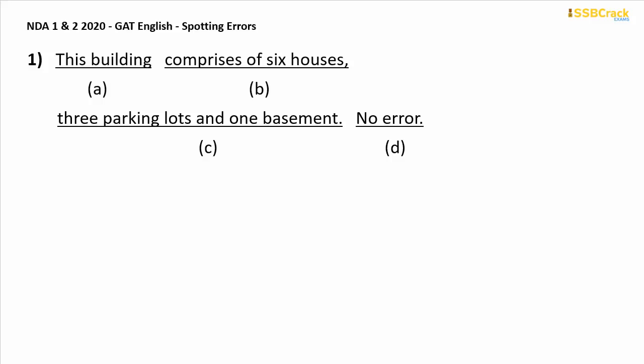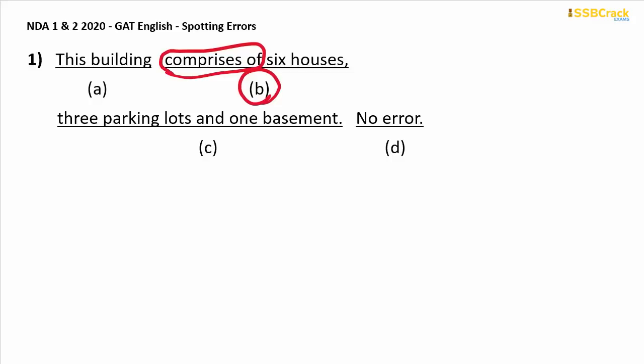So this building comprises of 6 houses, 3 parking lots, and 1 basement. In the first initial reading, you may not find any kind of grammatical error. But if you look deeper into each part, you will find that there is an error, and the error is in part B of the sentence. So you will ask, what is the error? This building, singular, comprises, that is a singular verb, 6 houses, 3 parking lots, 1 basement, everything is up to the mark. Well, there is a problem with the usage of the word comprises of.